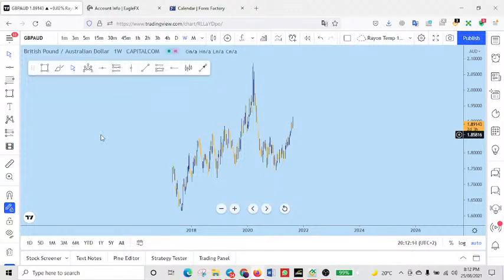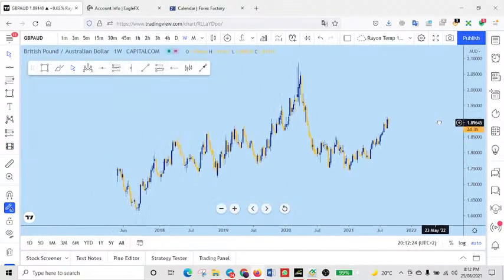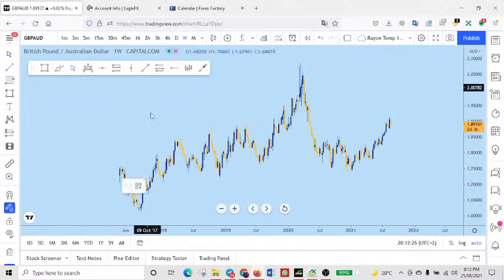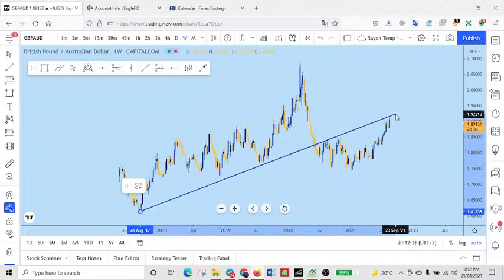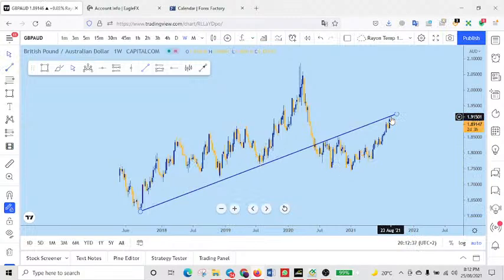Okay, so now looking at Great British Pounds AUD, we can all see from the weekly time frame that this is what is happening now. You notice that if we drop a trend line from here, you will see that this was a breakout from this channel. So this is a retest, right? This is a retest at this point.